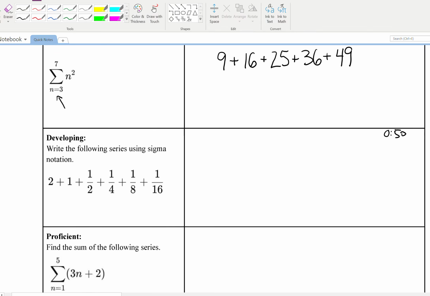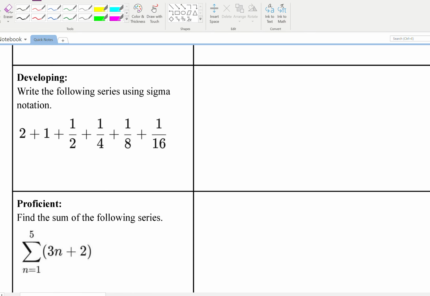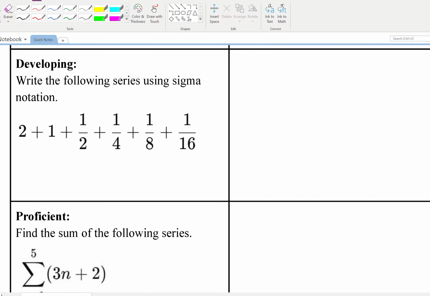All right, and this next one, it says write the following series using sigma notation. And so I'm looking at how would you get from 2 to 1? You could subtract 1, but if you subtract 1 again from 1, it should be 0, and it's 1/2. So it seems to be a geometric series.